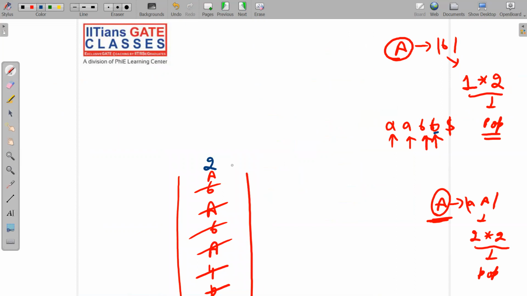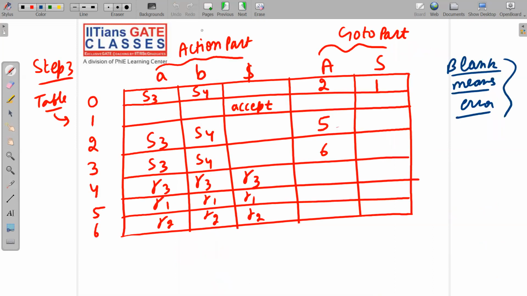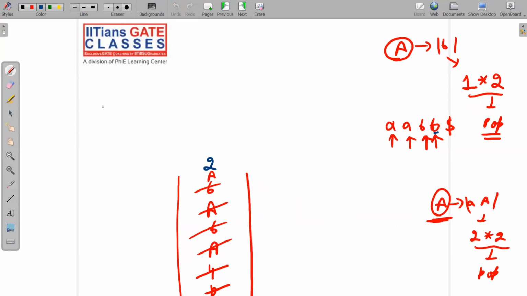So 2 on small b. What have we seen? 2 on small b, S4. S4 means what? B will be pushed onto the stack as well as 4 will be pushed onto the stack. And now the lookahead pointer will point to the next symbol, that is dollar. Now see 4 on dollar.